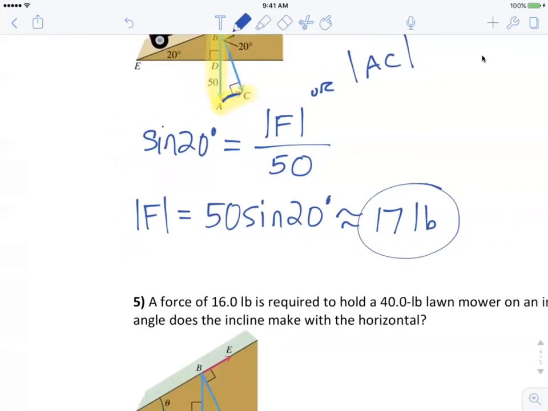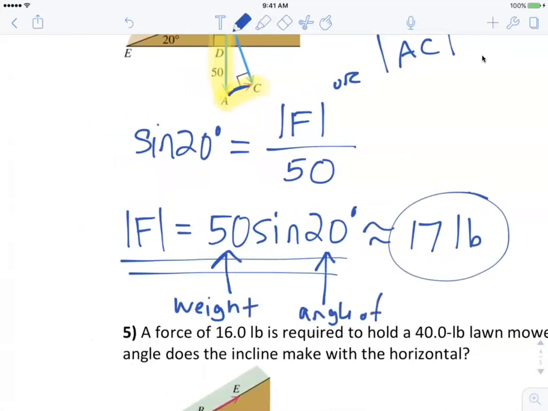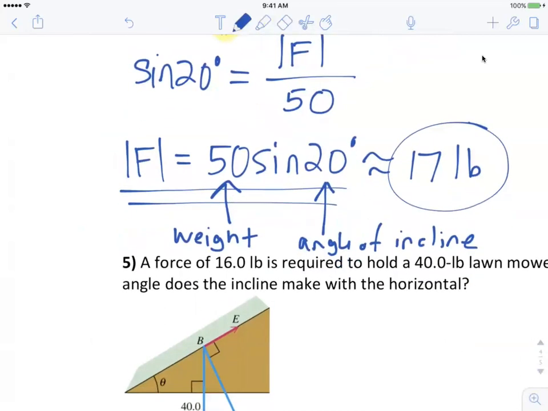Okay. You can almost think of this as a little formula, which is helpful on these. This is always the weight of the object that's on the incline. And this is the angle of the incline. Okay. This is the force required to hold it in place.